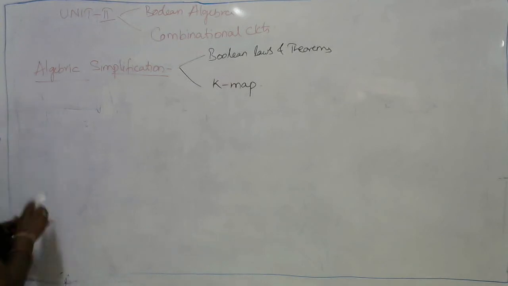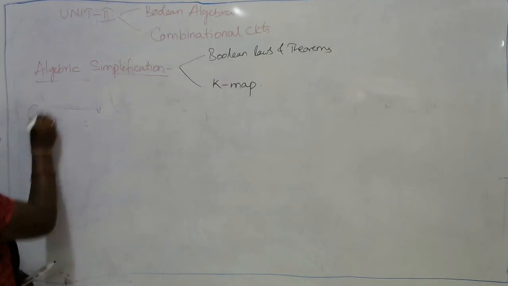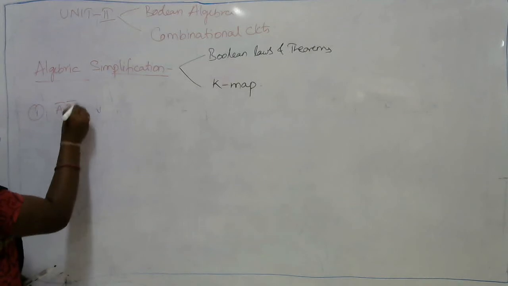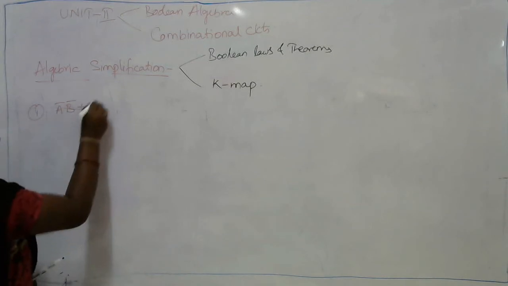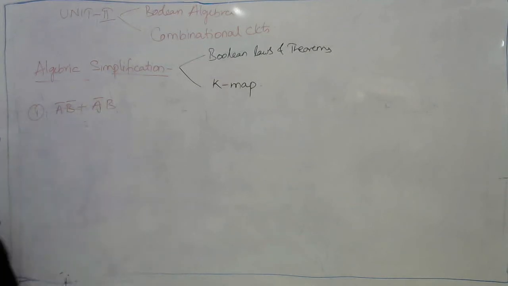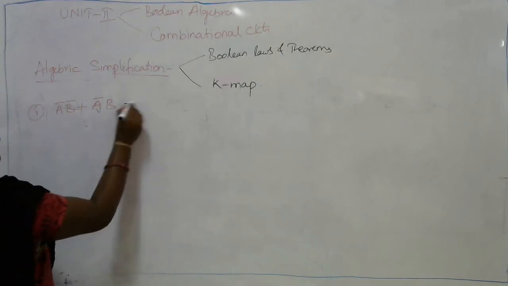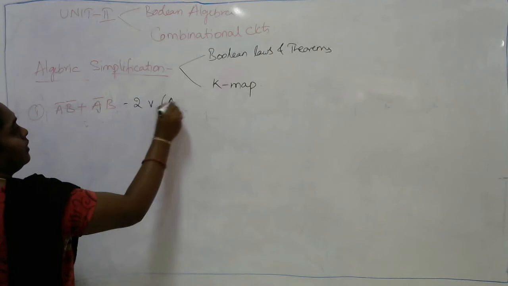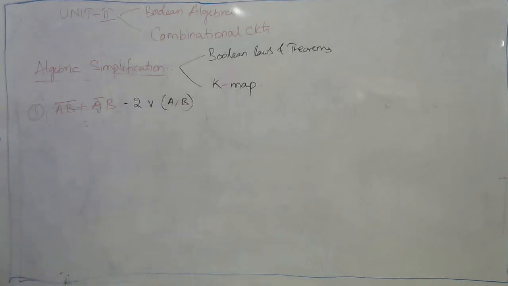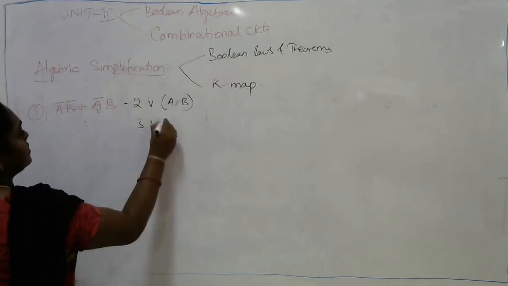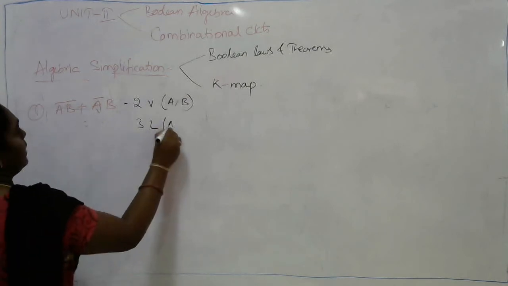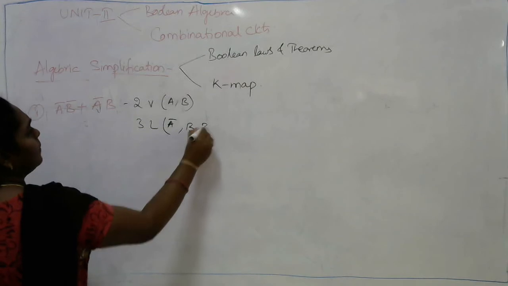Now I am taking an example of A bar B bar plus A bar B. I want to simplify this expression. This expression consists of two variables, A and B. Similarly, it consists of three literals, that is A bar, B, B bar.